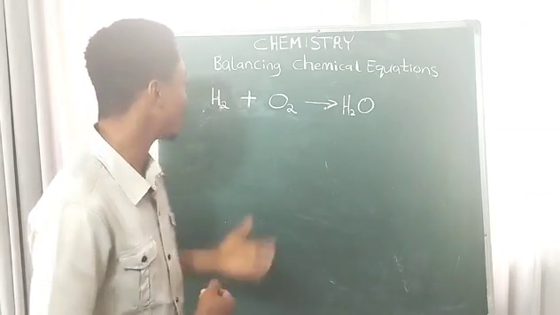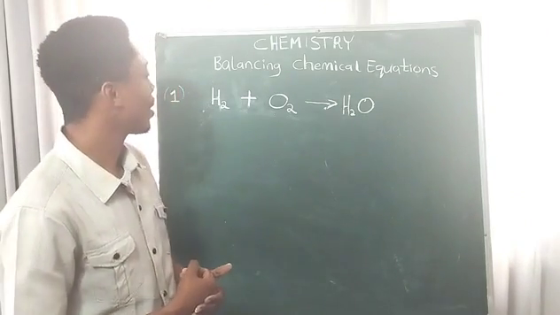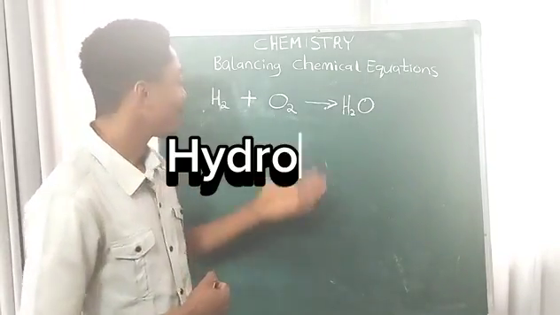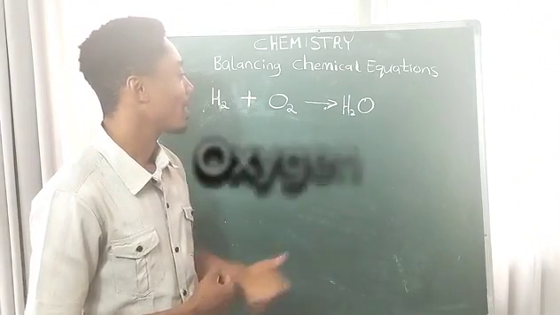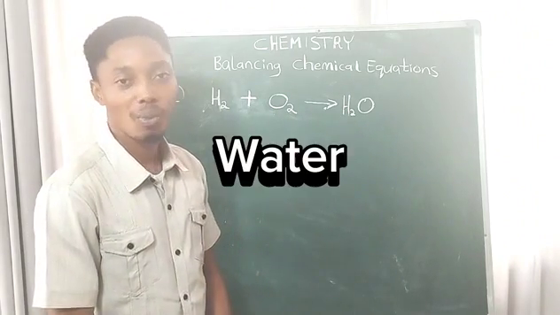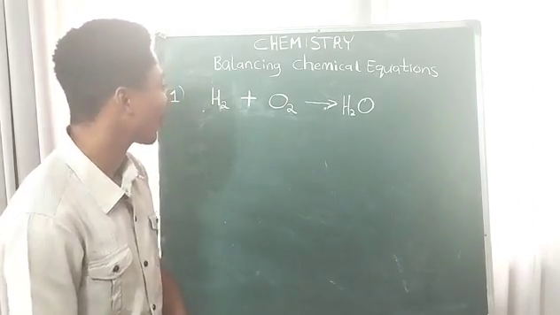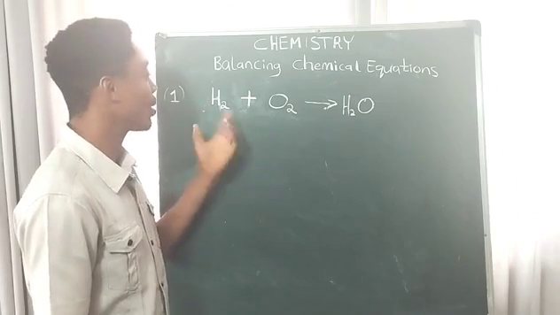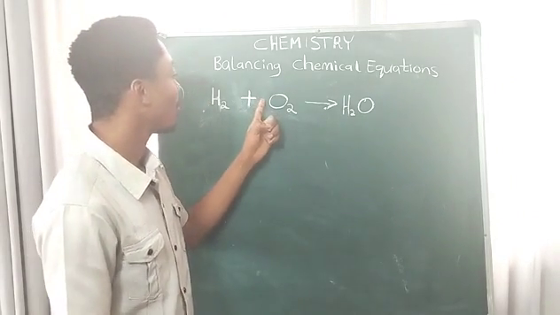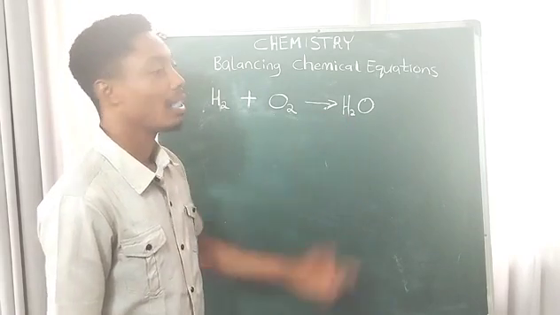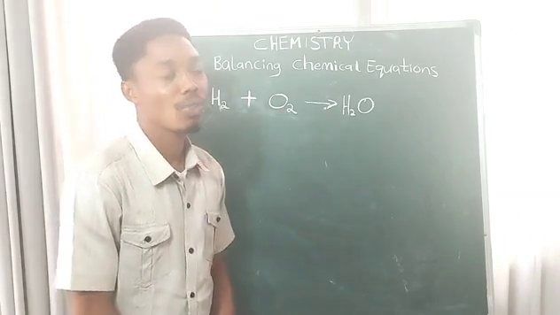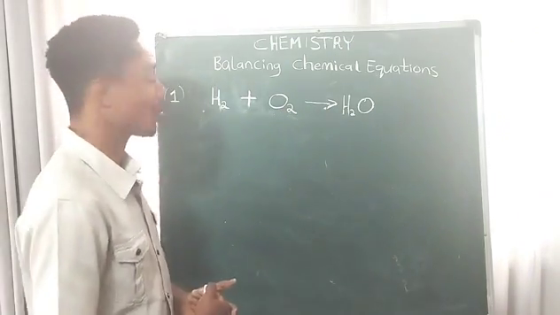Alright, so this equation we see here illustrates the chemical reaction between hydrogen gas and oxygen to form water. Hydrogen and oxygen to form water. So if you look at this chemical equation, you can see 1 mole of hydrogen reacting with 1 mole of oxygen to give you 1 mole of water. So a question: is this chemical equation balanced?